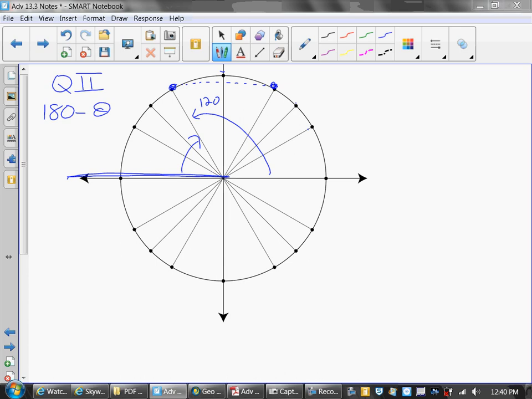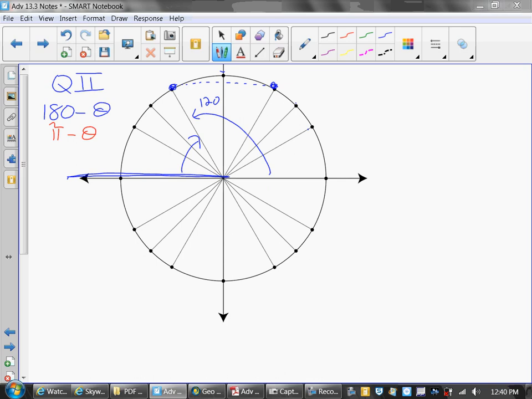Right? It's always going to be 180 minus, we're going to call it theta, because that's going to be the angle we're given. If you think about that in terms of pi, what's 180 in radians? It's 1 pi. So it's the same thing as pi minus theta. That's how you get your reference angle.